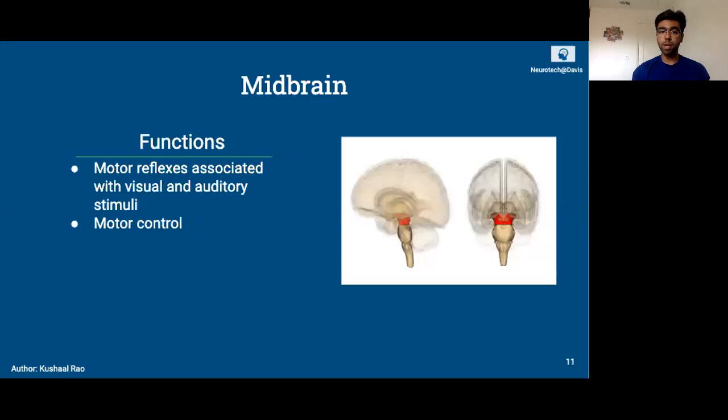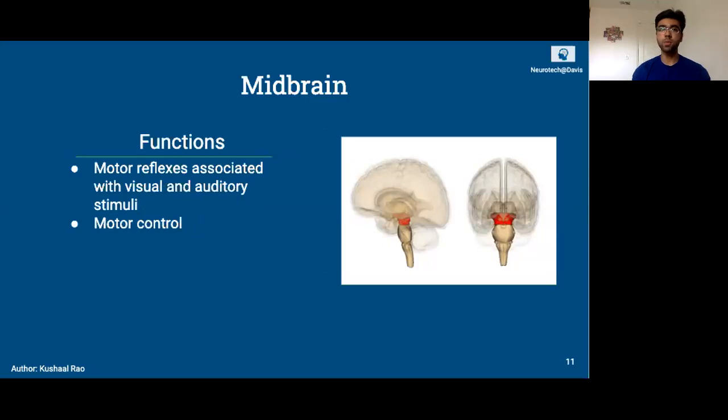Next up, you have the midbrain. And the midbrain is associated with motor reflexes, with visual and auditory stimuli. So compared to the medulla oblongata, that's also responsible for reflexes like sneezing and regurgitation, these are more motor reflexes, especially with visual and auditory stimuli.